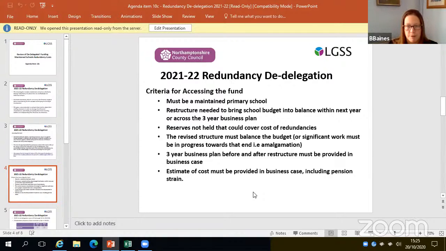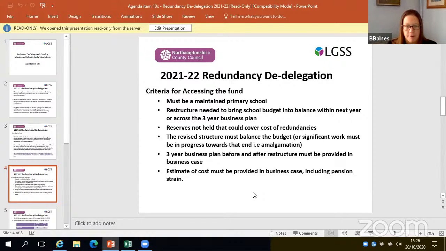But there are some circumstances where we would go outside of that, where work is already underway because of known unavoidable financial pressures. So, for example, where a school's about to amalgamate because of known financial issues, or there might be other known issues, then that would mean we could go outside of that requirement.